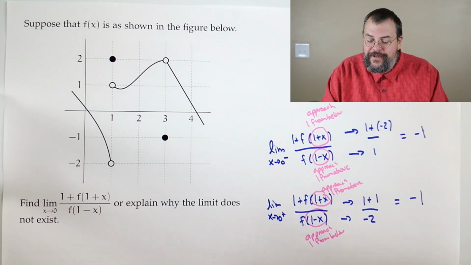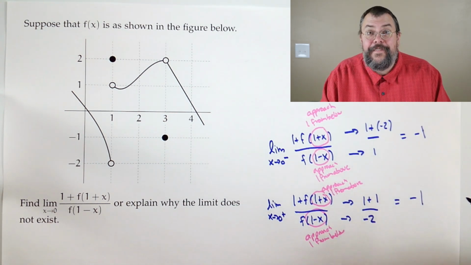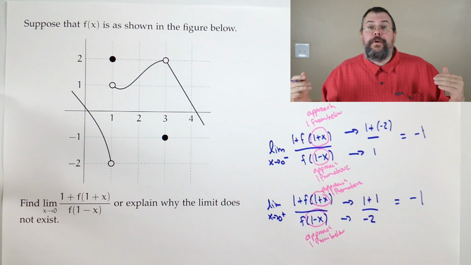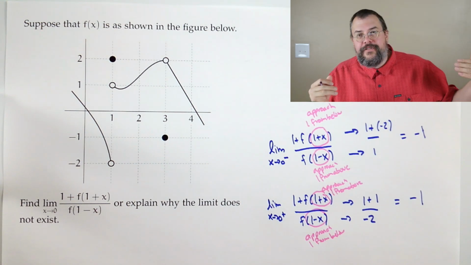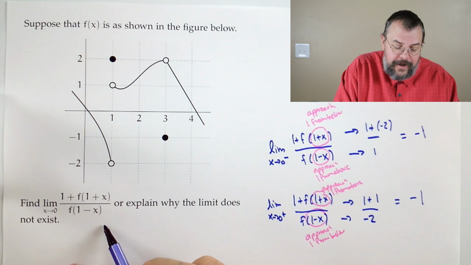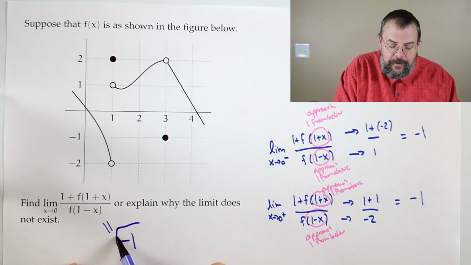What do you notice about these two values? They're the same. So when we approach from one side, we got -1. When we approach from the other side, we got -1. They match, and therefore our limit is -1.